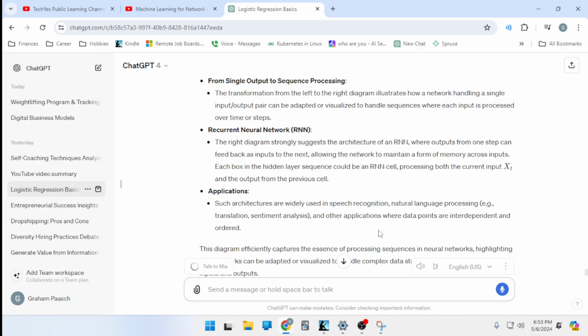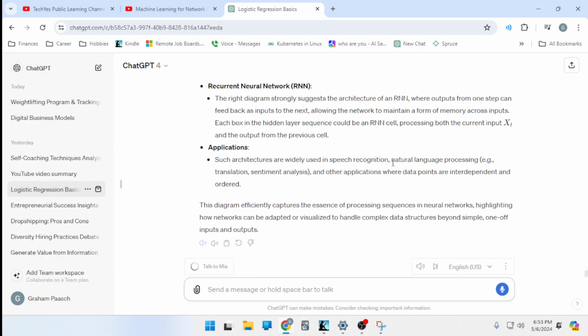The right diagram strongly suggests the architecture of an RNN, where outputs from one step are fed back as inputs to the next, allowing the network to maintain a form of memory across inputs. Each box in the hidden layer sequence could be an RNN cell, processing both the current input x_t and the output from the previous cell. Applications. Such architectures are widely used in speech recognition, natural language processing, e.g., translation, sentiment analysis, and other applications where data points are interdependent and ordered. This diagram efficiently captures the essence of processing sequences in neural networks, highlighting how networks can be adapted or visualized to handle complex data structures beyond simple, one-off inputs and outputs.